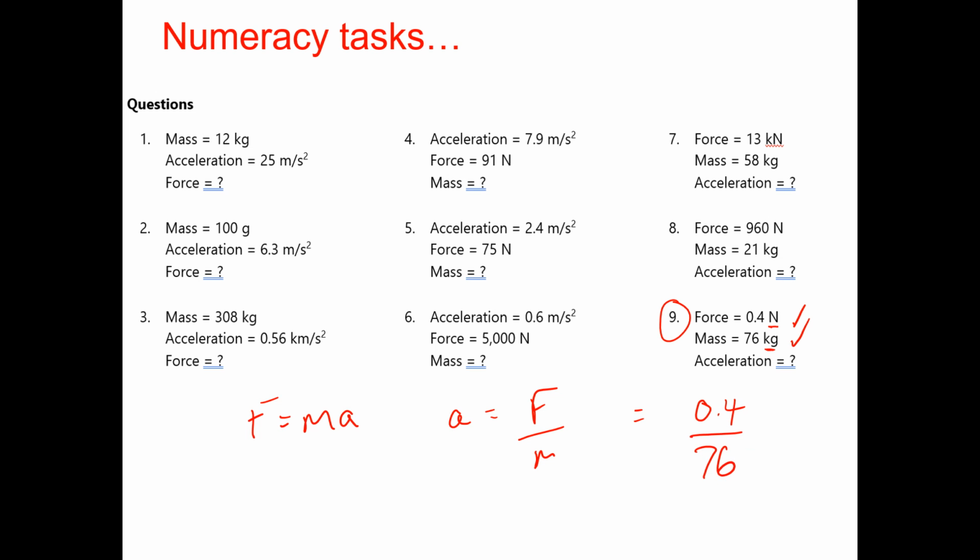This is about the size of an adult man or adult woman. We're applying a small force. We're not expecting much acceleration. If we feed those numbers into our calculator, we end up with 0.0053 meters per second squared. So a very small acceleration, as you would expect for these numbers.